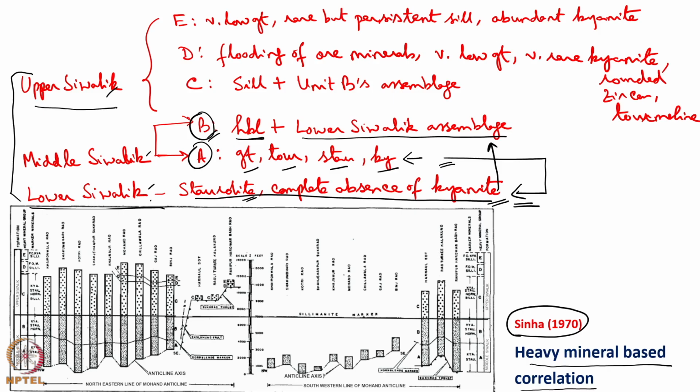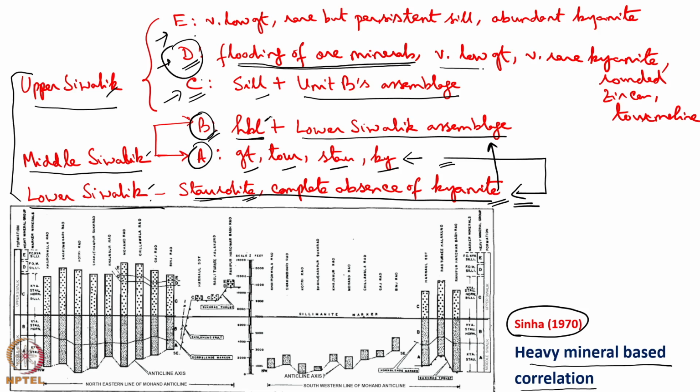Now I come to the upper Shivalik region and it is divided into C, D and E. In the upper Shivalik, in the Mohand area, we find the bottommost unit is the unit C, which consists of sillimanite, and unit B's assemblage, which means hornblende and then staurolite and then complete absence of kyanite. Unit D, which is the intermediate unit between C and E, is characterized by flooding of ore minerals. That means too many ore minerals are found, but note that the unit D in upper Shivalik in the Mohand area is economically not important. It is economically not feasible to extract these ore minerals.